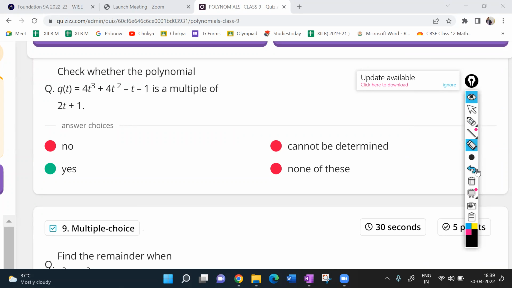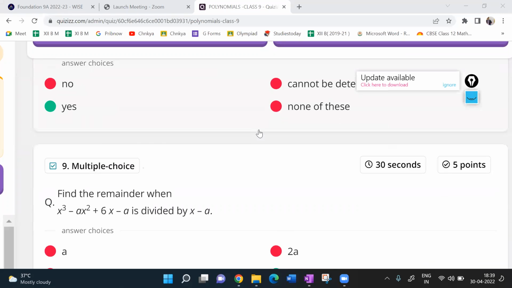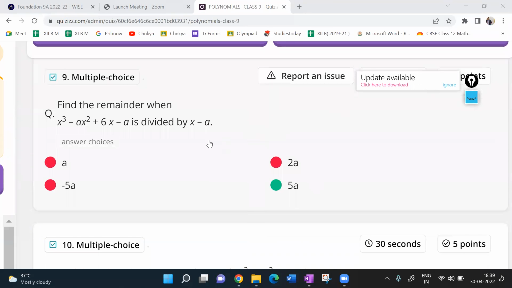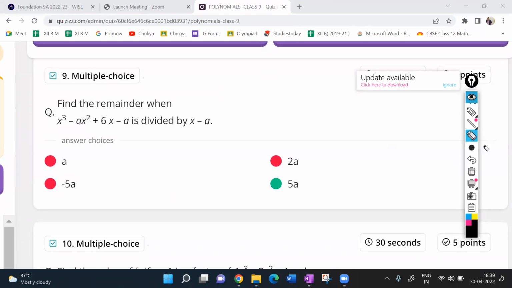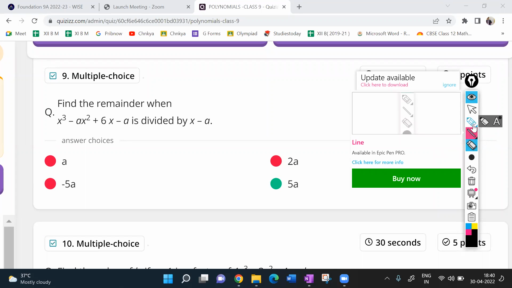One second, guys. I'm unable to write properly. Yes, guys, you have to divide it. If the remainder is 0, you can say it is a multiple of that. If not, you can't say. Okay, find the remainder when it is divided by this. Look at it. How can we divide this? Let me write this. One second.